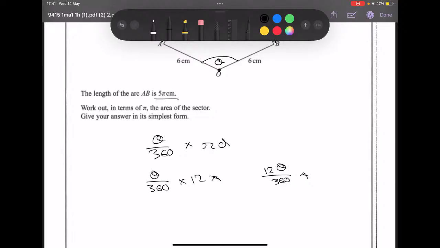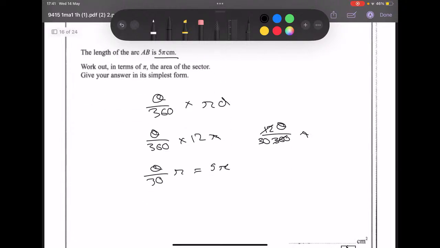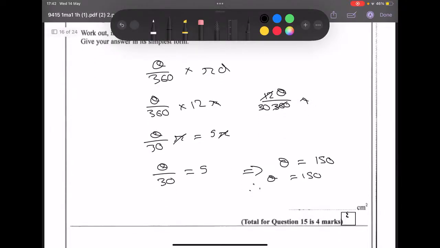Now to give us 5 pi, we divide 360 by 12, which would be 30. That means theta over 30 pi equals 5 pi. Divide by pi on both sides and times both sides by 5 by 30, so theta equals 150. Therefore, theta equals 150.